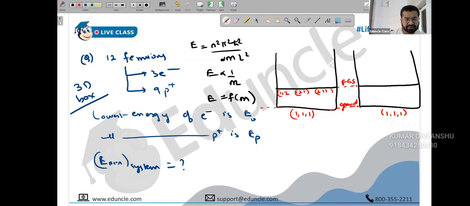For protons too, here also you can write the 111 combination, here also the 121 combination, and there also the 211 combination. I'm drawing one diagram for electron and one diagram for proton. Both of them will have different energy because their masses are different. The ground state of the electron is clearly mentioned as E naught, and the ground state of the proton is EP.